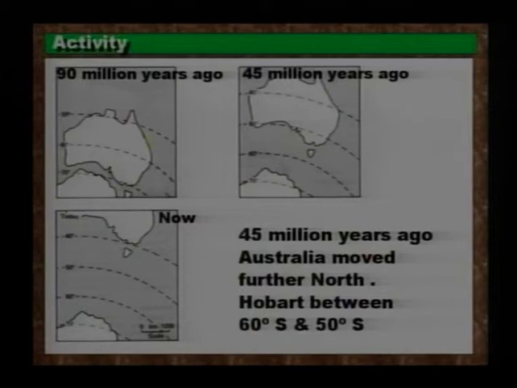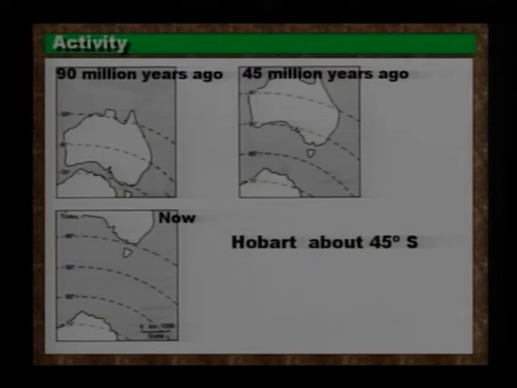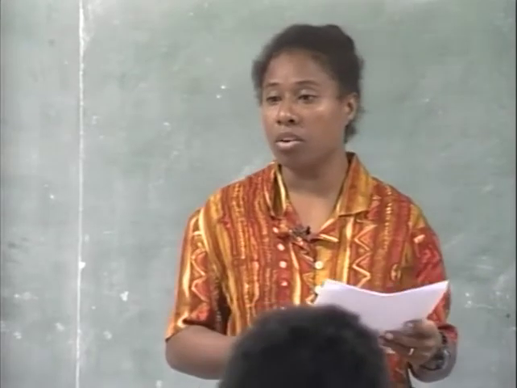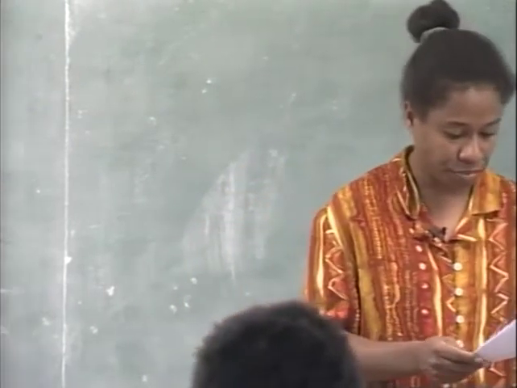45 million years ago, Australia moved further north. Hobart now, if you look at its location in comparison, it is between 60 degrees south and 50 degrees south. Finally, today or now, if you look at the location of Hobart, it is about 45 degrees to the south. So what this is actually telling us is definitely Australia did drift away or moved away from Antarctica. Okay, you check and you make your corrections for that particular question.